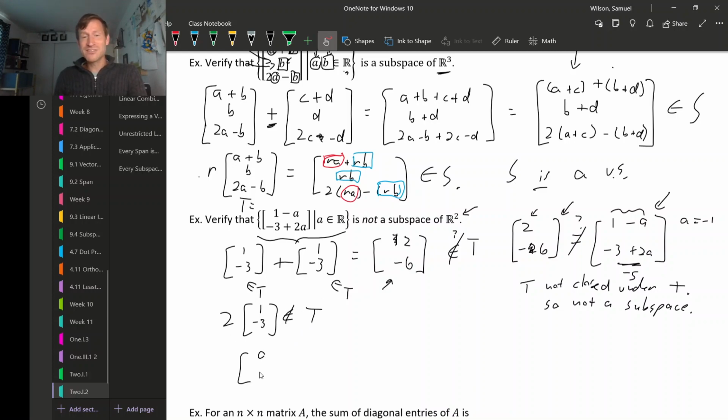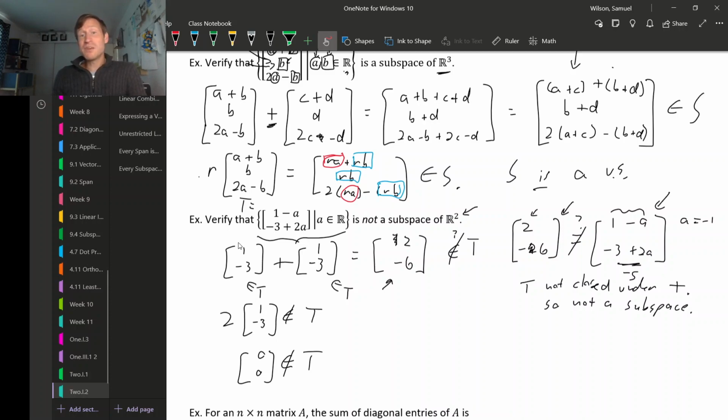Also, it's a good exercise, if you don't see why this is the case, to show that actually the zero vector is not in T. And so this subset T doesn't contain the zero vector, so it can't be a subspace. All right, so there's an example of what a not subspace looks like.